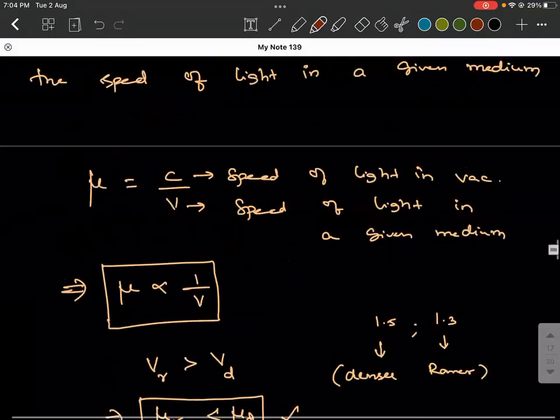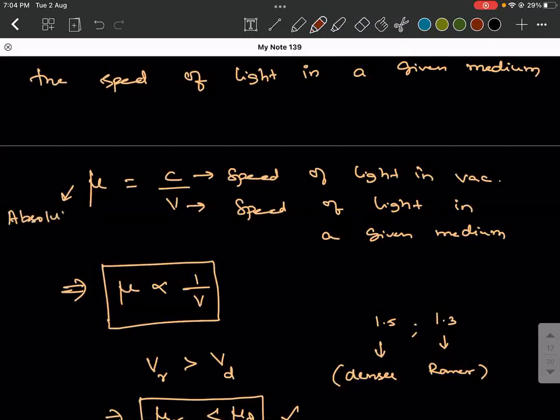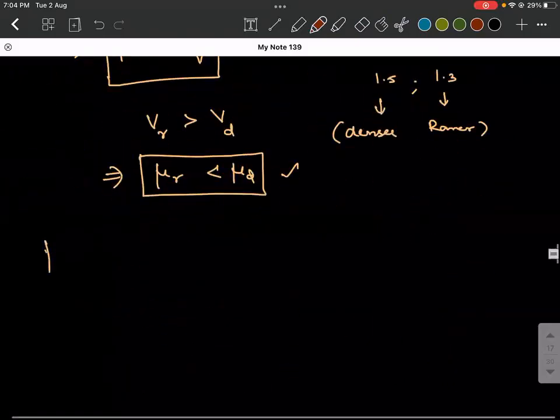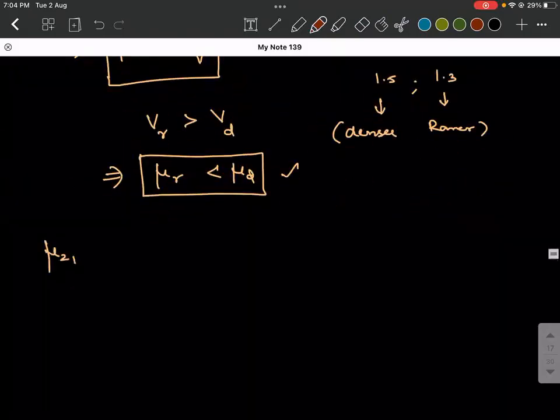So here, what I gave you is also called absolute refractive index. Similarly, if I want to define relative refractive index, if I want to write mu21, then that can be written as mu2 divided by mu1, or this can also be written as v1 divided by v2. Why? Because mu and v are inversely proportional to each other.